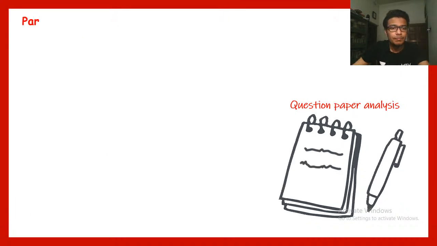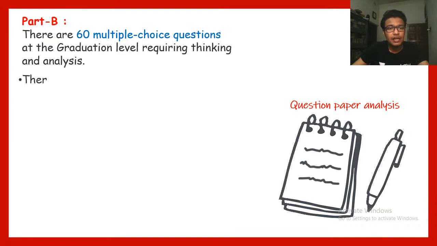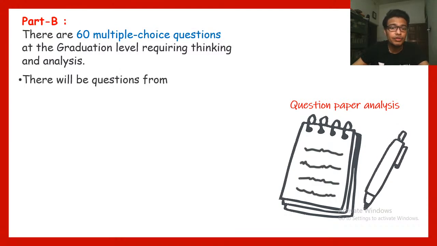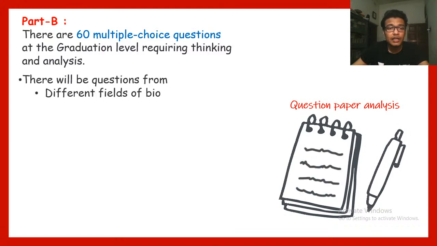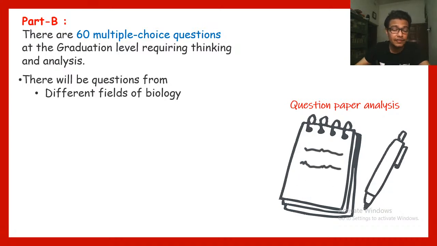Okay, so in part B, there would again be 60 multiple choice questions. Now there would be 100 questions among which you have to figure out 60. So there would be a lot of options, like 40 questions extra. So this is very important. There are 40 questions extra in this section, and among that you have to choose 60.